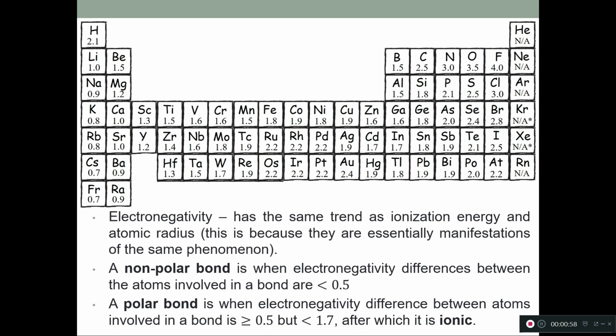differences in electronegativity. So for instance, a non-polar bond is when the electronegativity difference between the atoms involved in the bond is less than 0.5. And a polar bond is when the electronegativity difference between atoms involved in a bond is greater than or equal to 0.5 but less than 1.7. If we end up having greater than 1.7, then the difference is so great that one of the atoms actually just takes the electron from the other one, and so we end up with an ionic bond.